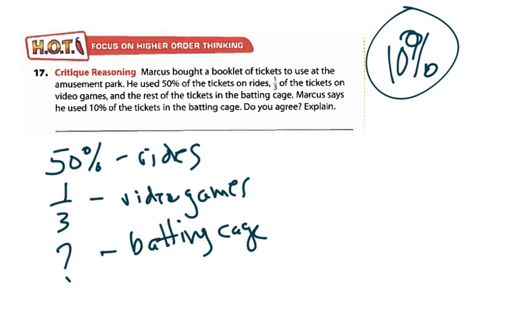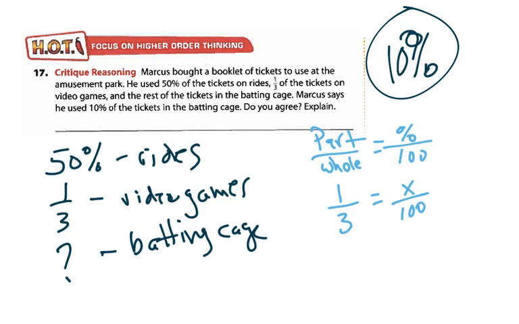Well, the first thing I want to do is convert 1/3 to a percentage. We just did this on the previous problem. So in order to do that again, part over whole equals percent out of 100. Here I have 1 is my part, 3 is my whole. I need the percent out of 100. I'm going to cross multiply. And then when I divide by 3, I'm going to get 33.333%.